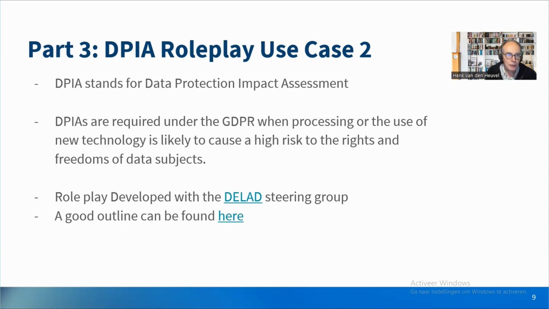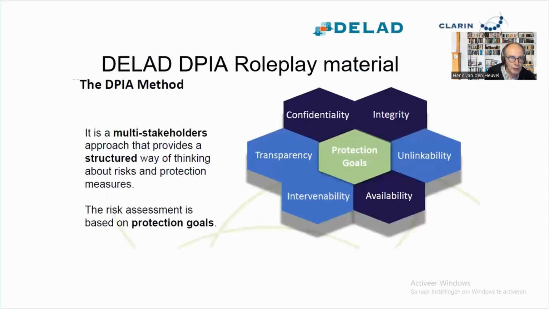So such a DPIA is a data protection impact assessment and required under the GDPR when processing or the use of new technology is likely to cause a high risk to the rights and freedoms of data subjects. So this is all then focused around what are the protection goals in terms of confidentiality, integrity, unlinkability, availability, intervenability, and transparency. And around this concept, we develop a multi-stakeholders approach in which the participants take a role and then start thinking from that role of what their contribution can be. And the risk assessment is then made based on protection goals.